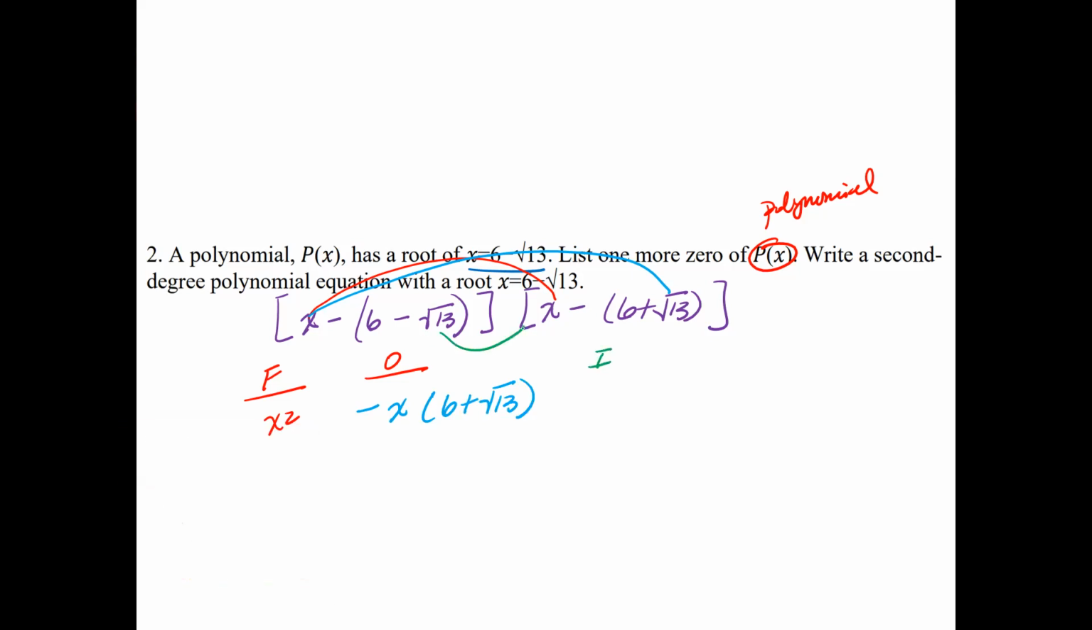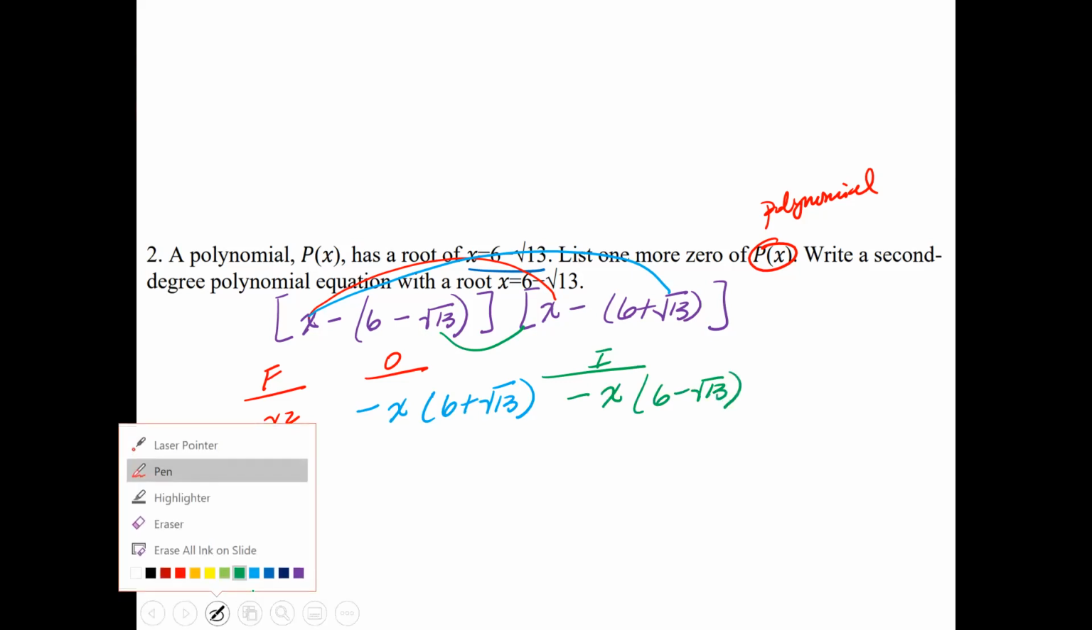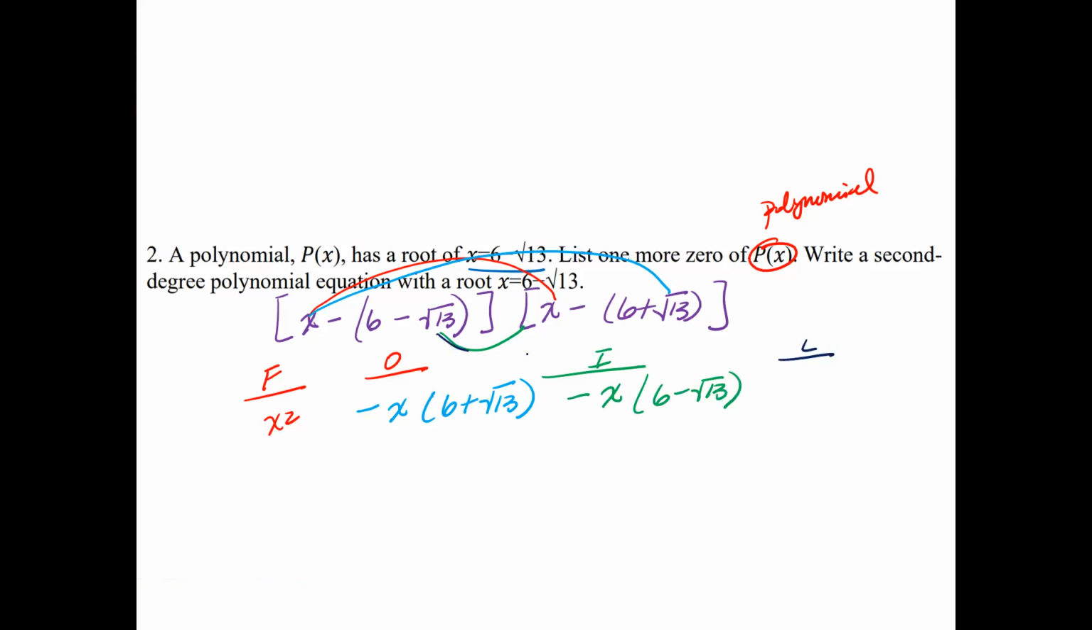Your I is going to be your inner. So when I multiply this, be careful with the negative sign. You have a negative x, 6 minus the square root of 13. And then of course with your last, when I multiply this, I'm going to have a negative times a negative. That makes it a positive. And then I'm going to have 6 minus the square root of 13 times 6 plus the square root of 13.